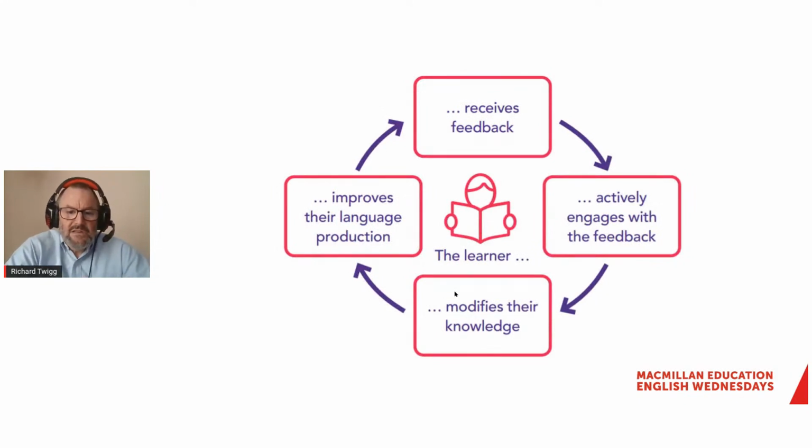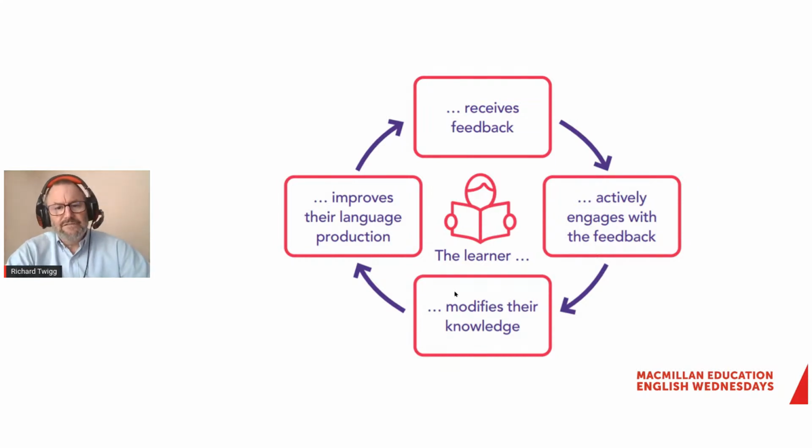Have a look at this diagram here. We've got the learner in the middle, and obviously this is a continuous cycle. If we start at the top, the learner receives feedback from their teacher. Then the learner should, and we'll look at how they do it, actively engage with the feedback they have received. They then use that feedback to modify their knowledge. From the modification of this knowledge, they will then improve or work on improving their language production.